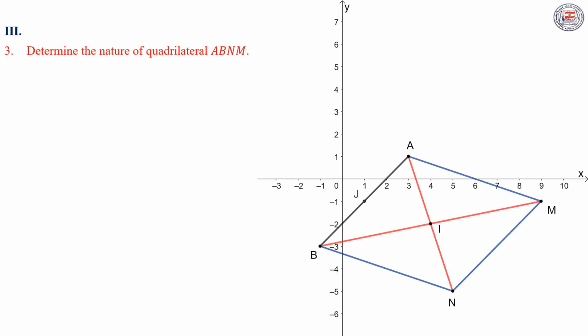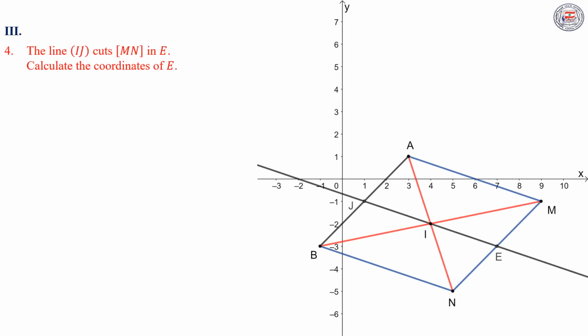Let's get back to part 3. In this part, we have to determine the nature of quadrilateral ABNM. In this quadrilateral, we have I midpoint of AN and I midpoint of BM from part 2. That means the two diagonals AN and BM in the quadrilateral ABNM intersect at their midpoint I. That means ABNM is a parallelogram.